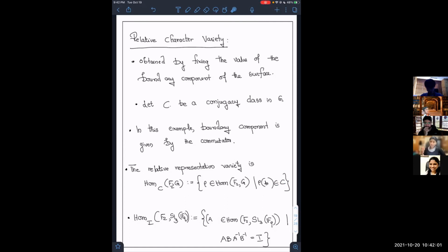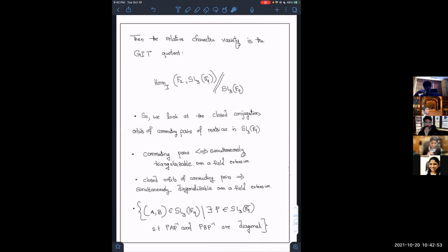So in this case, I'm going to fix the value of the boundary component to be the identity matrix, and the boundary component in this case is the commutator. If A and B represent a homomorphism, because this is isomorphic to SL3(Fq) through the evaluation map, then the commutator, where A and B are the images of the generators, represents the boundary component. So I equate it to the conjugacy class of the identity matrix. And so this gives me the relative representation variety. Then I take the GIT quotient of that relative representation variety, and it gives the relative character variety.